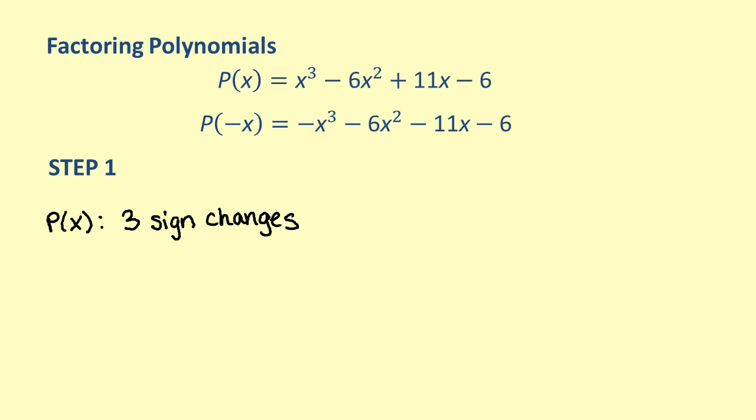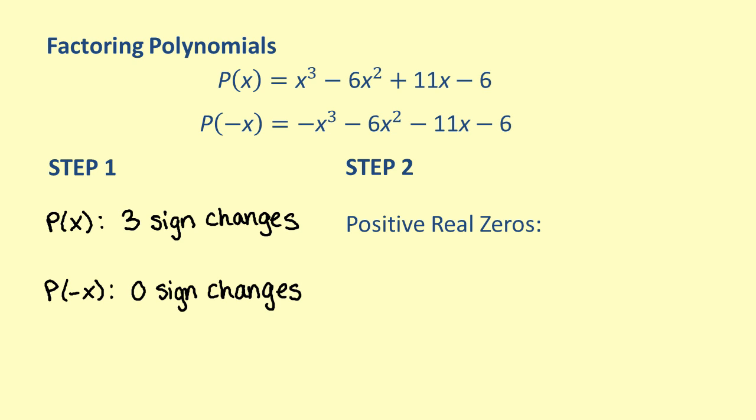Now we can look at p of negative x. We can see here that the signs of the coefficients are negative all the way through. So p of negative x has 0 sign changes. Now we can move on to step 2, which is to apply Descartes' rule of signs. Descartes' rule of signs states that the number of positive real zeros of a polynomial is either equal to the number of variations in sign of p of x, or it is less than that number by an even integer. So, we know that p of x either has 3 positive real zeros or 1 positive real zero.